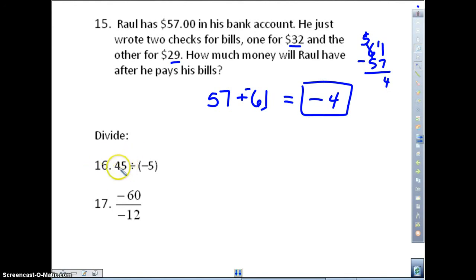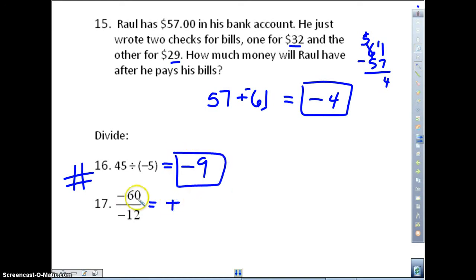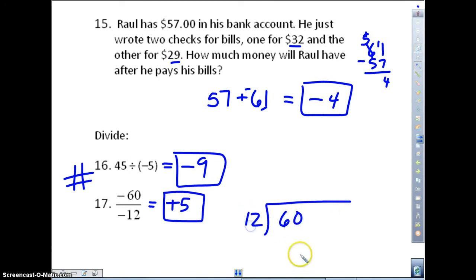All right, we're dividing. Positive divided by negative is what? Negative 9. What's negative divided by negative? Positive what? Yeah. Do this if you have to. Top dog goes in the house. If you have to do that, do that.